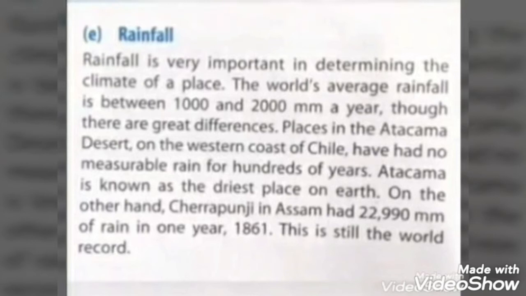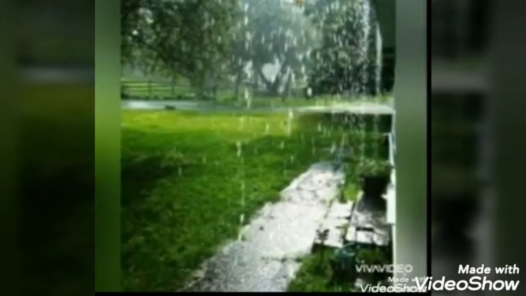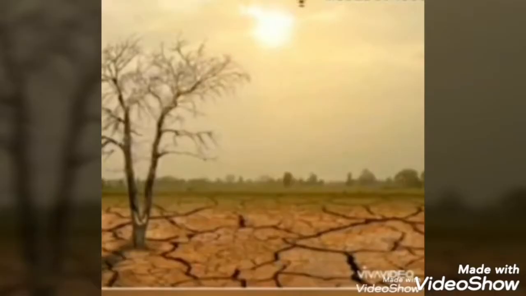Rainfall. Rainfall is a very important factor of climate. Areas where there is a lot of rainfall, the land is wet, and areas where there is little rainfall, the land is dry and there is less vegetation or no vegetation.